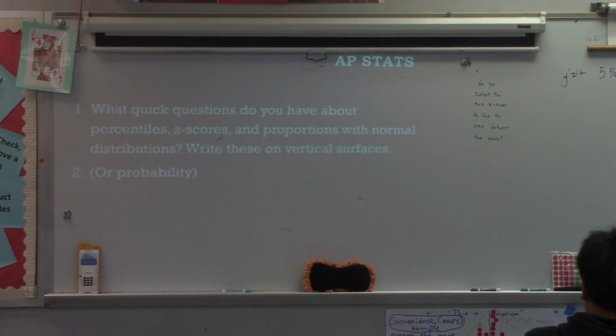Okay, so quick questions that we have: do you subtract the two z-scores to find the area? No, you do not subtract the two z-scores. You find your z-scores. By the way, what is a z-score? I was going to talk about this a little bit later, but what's a z-score? So, number of standard deviations the value is either above or below the mean, from the mean, right?